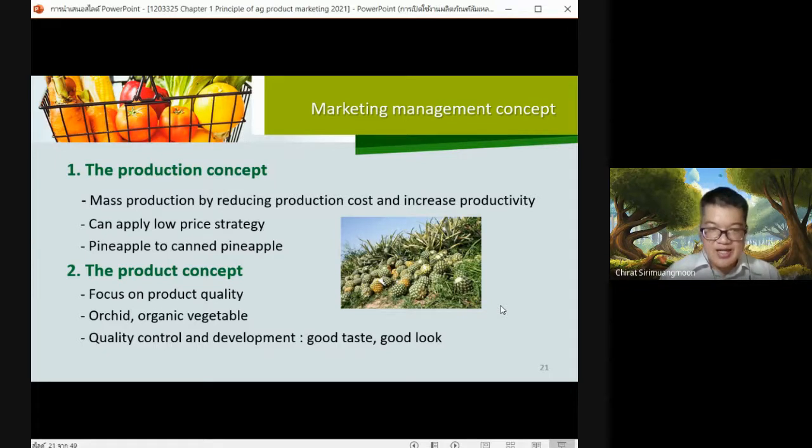In order to have a very good product, they need to take a lot of care. So they need to control the quality. They need to monitor everything to have good products. And I also point out here, if you think about orchids, orchid is actually a product concept too, because you need to take a lot of care of the flowers.